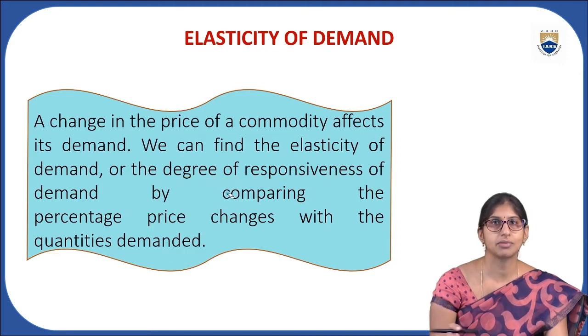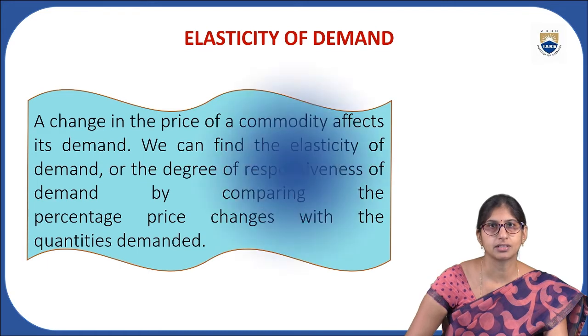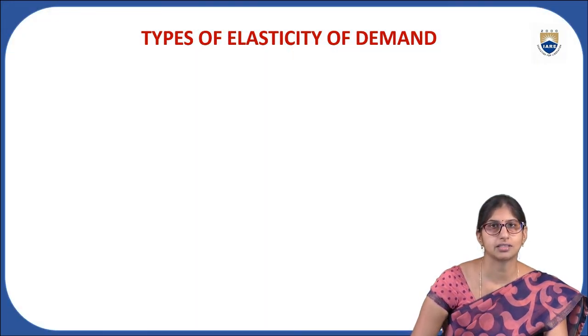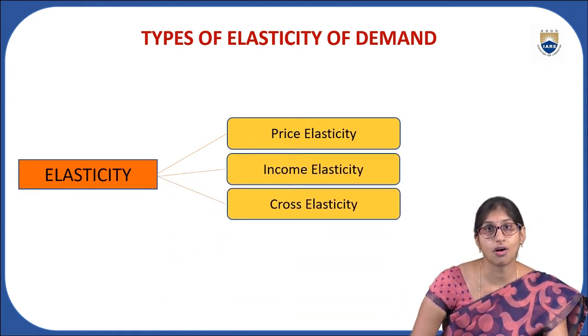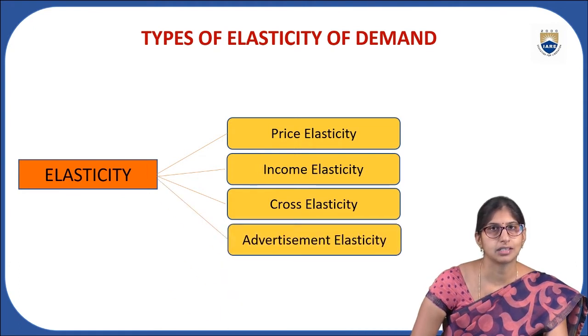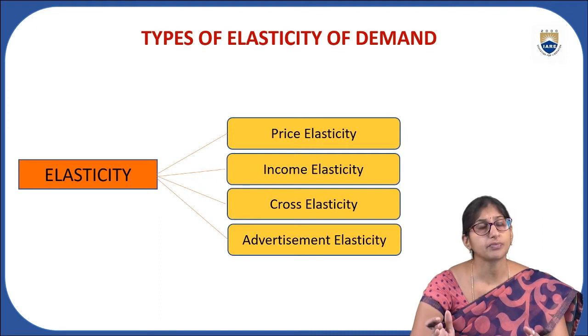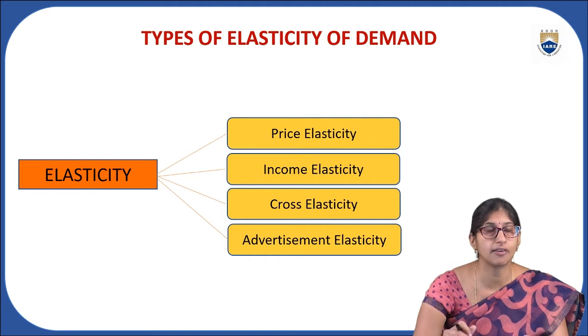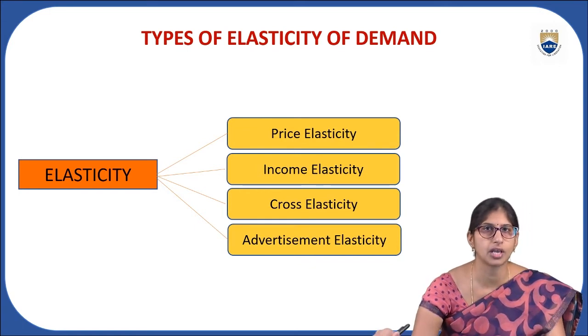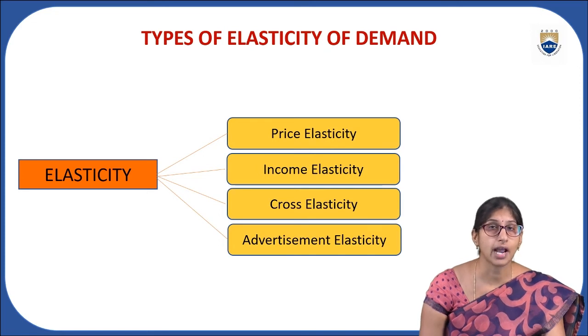Okay. Now coming to the next point of discussion for this session, the types of elasticities. What are the different types of elasticities? First one is price elasticity. Next are income elasticity, cross elasticity, and advertisement elasticity. Actually, we have different determinants of demand, right? All those determinants of demand can be considered as types of elasticities. Okay. Now we are going to discuss only a few of them: price, income, cross, and advertisement elasticities.